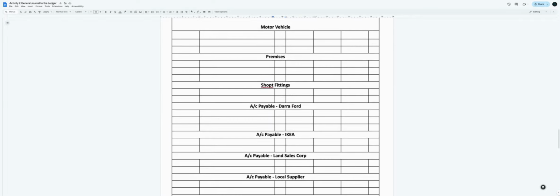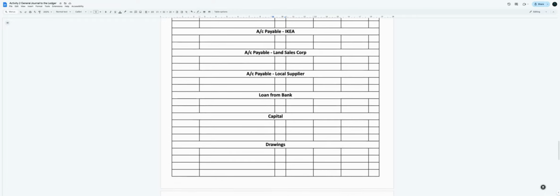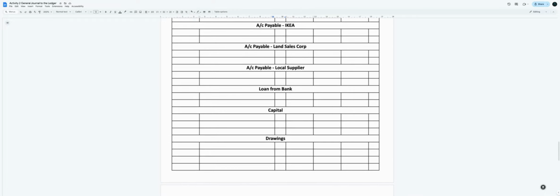To finish off, you should be aiming to doing the accounts receivable, inventories, furniture, motor vehicle, premises, shop fittings, and the rest through there. It's the same process repeated multiple times over. If you have any problems or any questions, put your hand up and I will come around and help you.